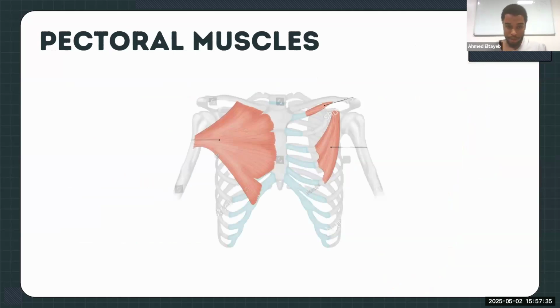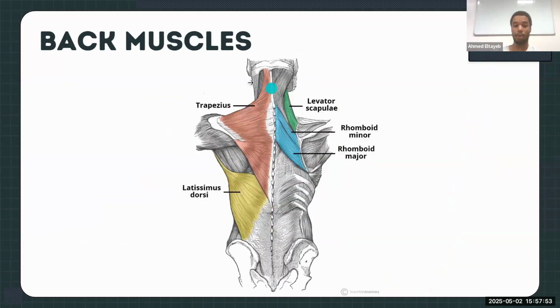Okay, just a quick review. We have pectoralis major, subclavius, pectoralis minor. Subclavius depresses the clavicle, pectoralis major flexes, adducts, and medially rotates the arm, and pectoralis minor stabilizes the scapula and protracts it. We have the back muscles. We have trapezius. Trapezius has three sets of fibers. Superior fibers elevate the scapula. Middle fibers retract the scapula. And inferior fibers depress the scapula.